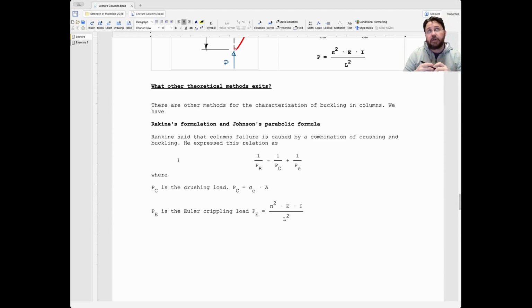Rankine said, so you mean that a column might fail by either crushing or buckling? So what if we superimpose those effects and treat it like that? That's it. And you see, he said, hey, the crippling load depends on the crushing load and the Euler's load. This is buckling, this is crushing.